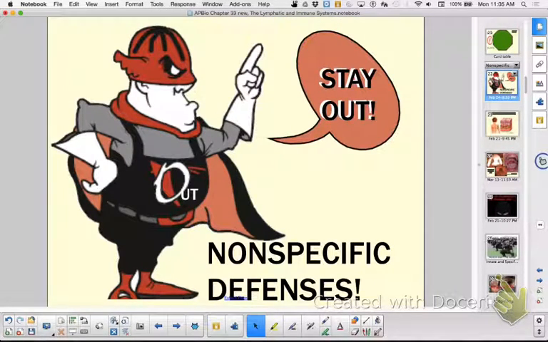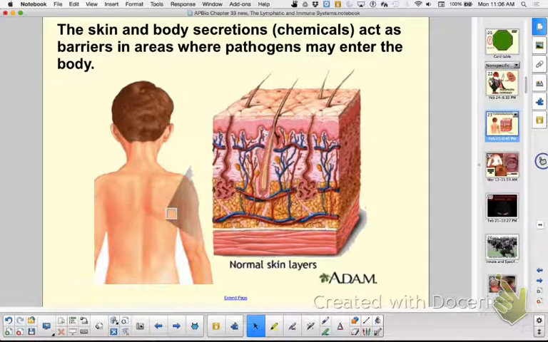So let's talk about non-specific defenses. You want things to just stay out of your body. Once they get in our body, we actually have to fight them. So we'd rather they just stayed out. So let's look at some of the adaptations we have. One of those things is skin.